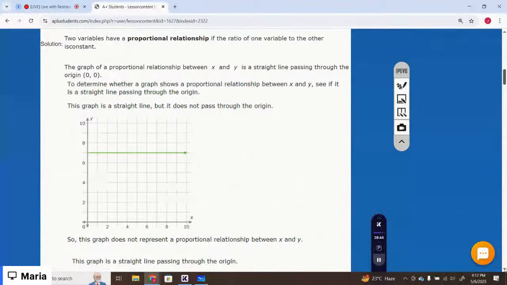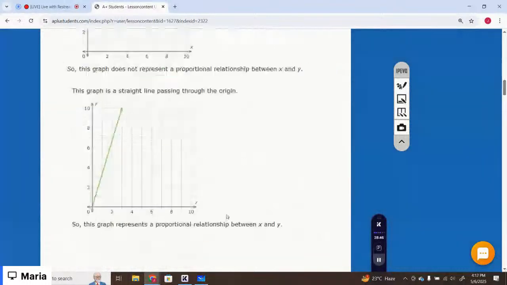The second one is the proportional relationship because that is a straight line that passes through the origin. So that is a proportional relationship.